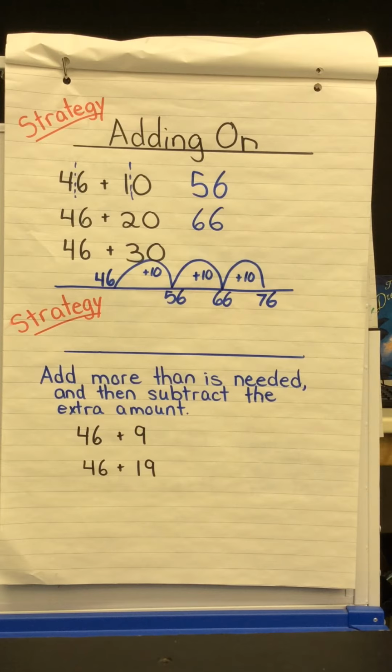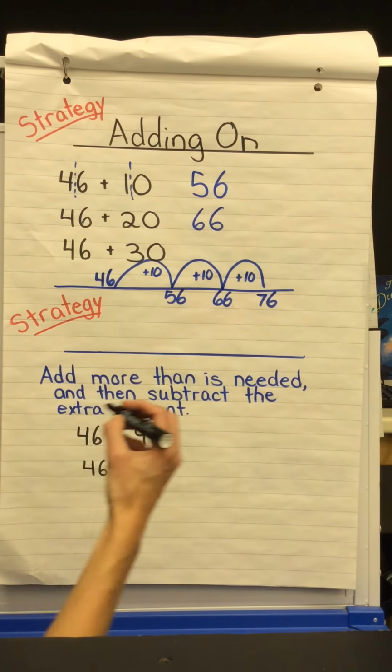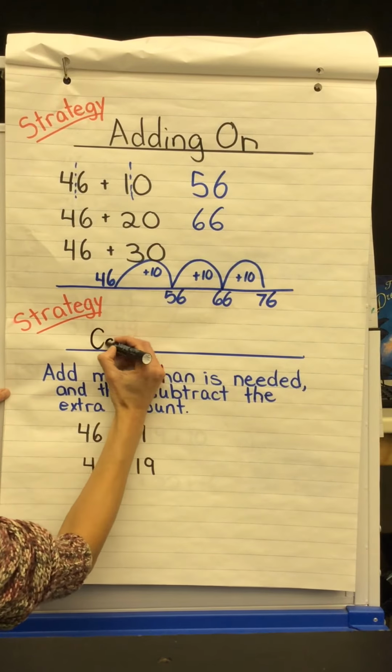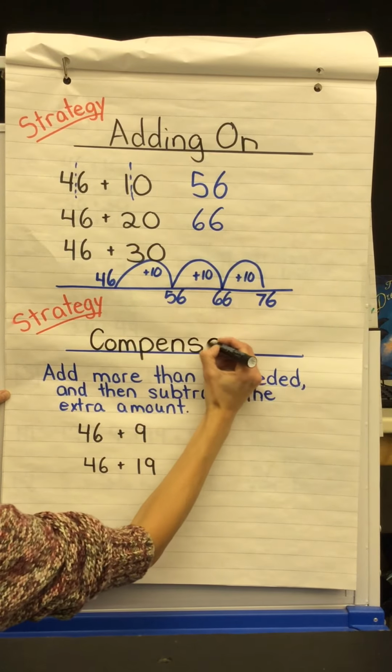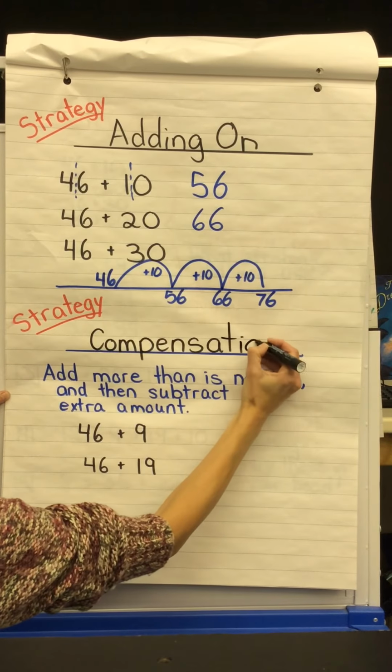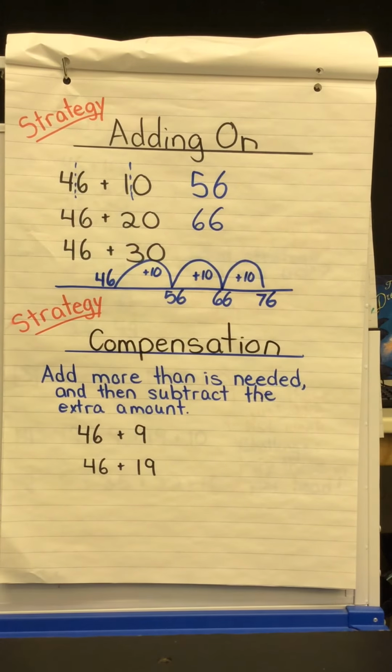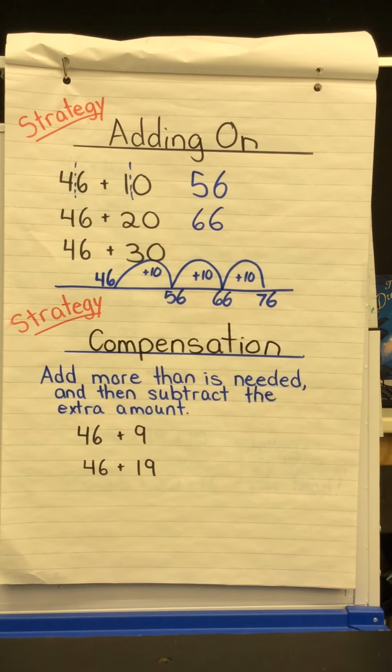The next strategy that we're going to talk about today, which you're also going to be familiar with, has a fancy name called compensation. That is a very big word, compensation. And compensation just means we're adding more than is needed, and then we're going to subtract the extra amount.